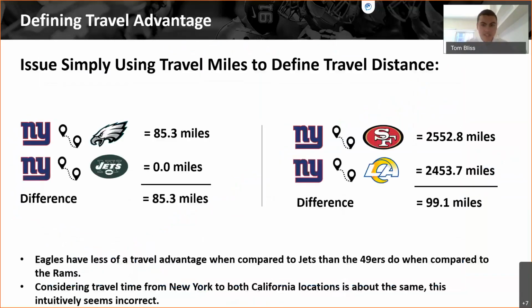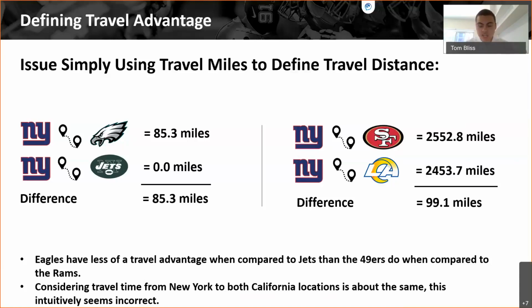So I created this slide to sort of just highlight what I'm talking about. The difference between Philadelphia and New York is 85 miles, whereas San Francisco and LA from New York, it's 99 miles. So if we just use straight travel distance like that, we're suggesting that the difference between New York and Philadelphia compared to New York and New York is a smaller difference than New York going to one of 2 cities in California, which are a 5-hour flight away. We knew that didn't really make sense.